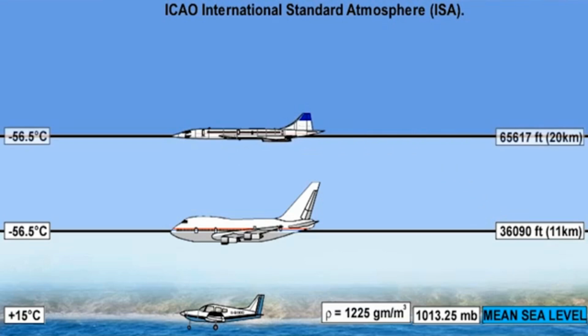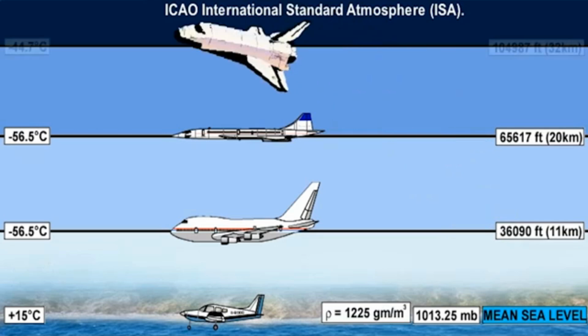The third assumption is that from 11 kilometers to 20 kilometers, or from 36,090 feet to 65,617 feet, the temperature is constant at minus 56.5 degrees Celsius. And finally, from 20 kilometers to 32 kilometers, or from 65,617 feet to 104,987 feet, the temperature rises at 1 degree Celsius per kilometer, or at 0.3 degrees Celsius per 1,000 feet.